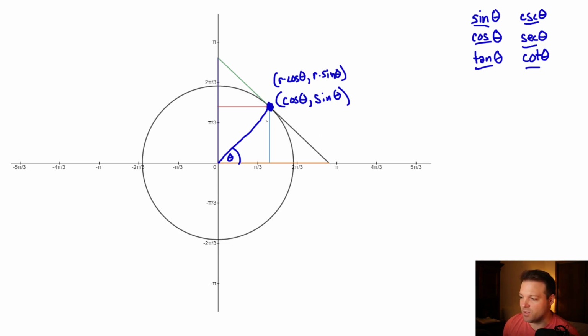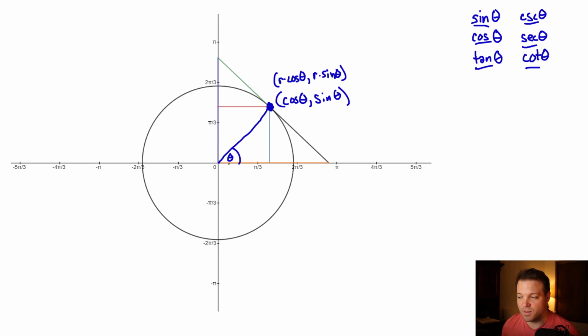So first of all, this blue line right here is the measurement of the sine. That is the measurement of the y value. This red one is the cosine. Now you may have heard that before, but let's keep going. This black line right here is actually the measurement of the tangent. And this green one is the cotangent.